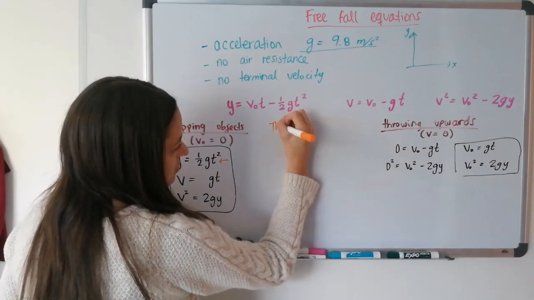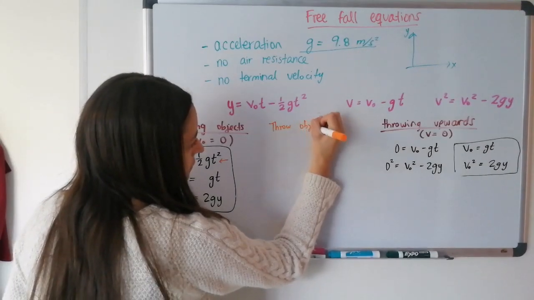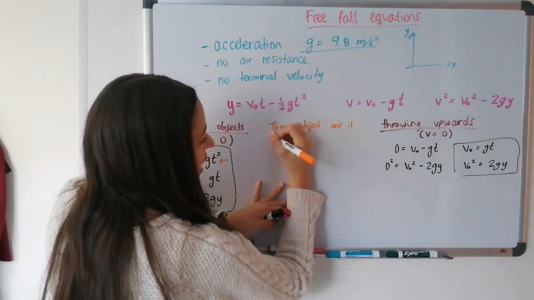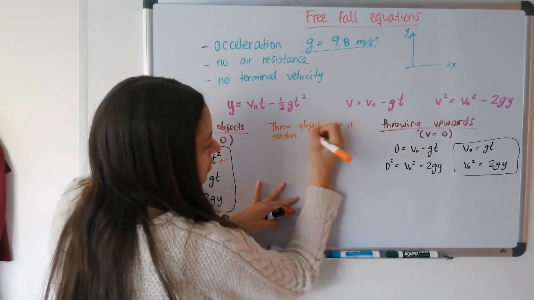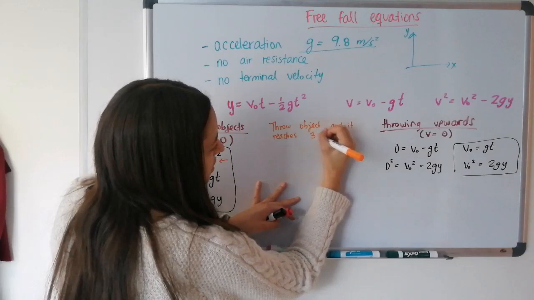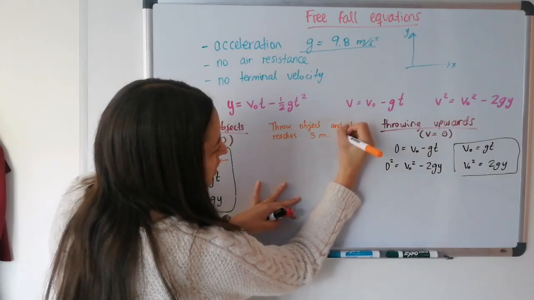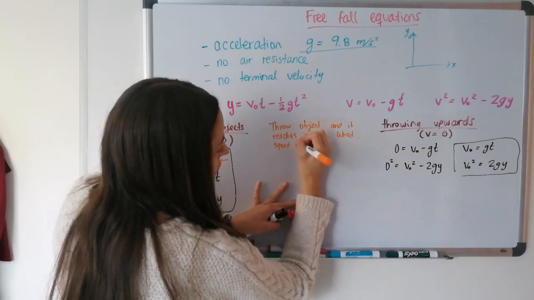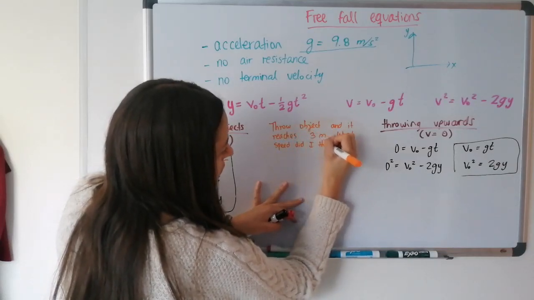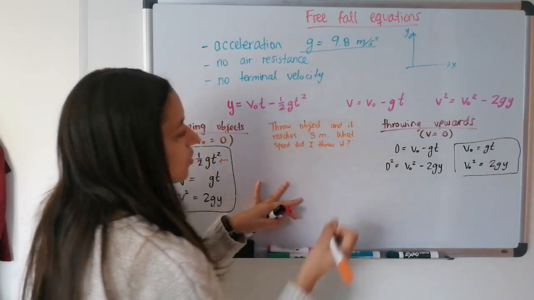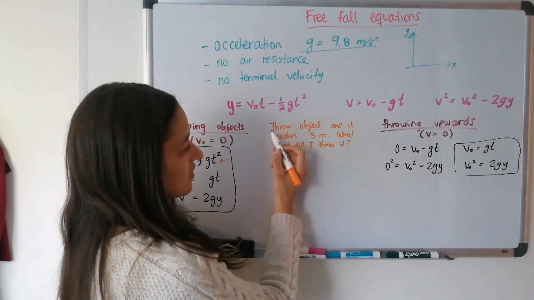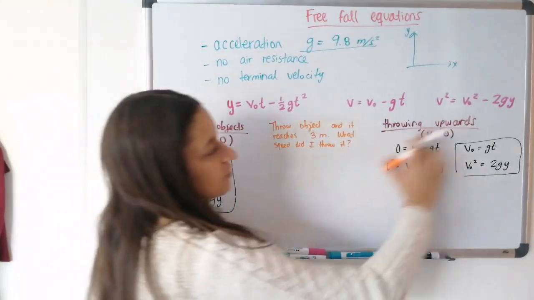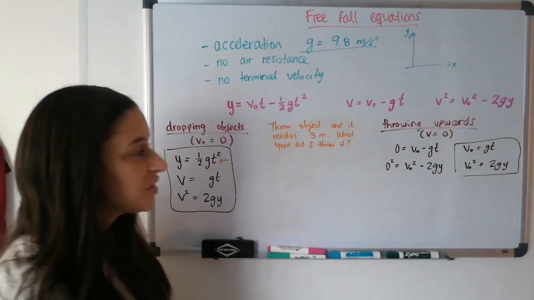So I throw an object and it reaches a height of 3 meters. What speed did I throw it at? Right? So this is an example of throwing an object upwards. So it's not dropping anymore, it's one of these. So we're going to have to use one of these two equations.